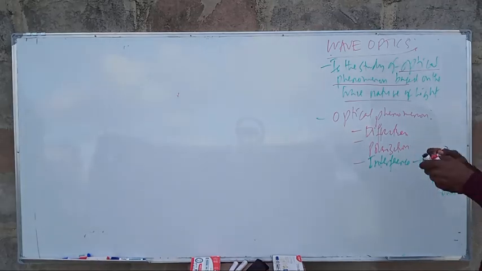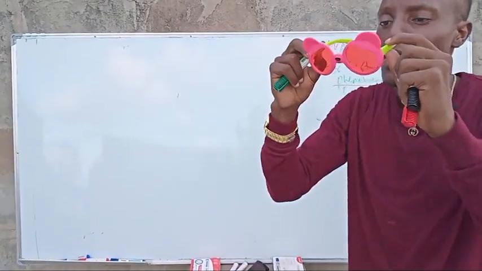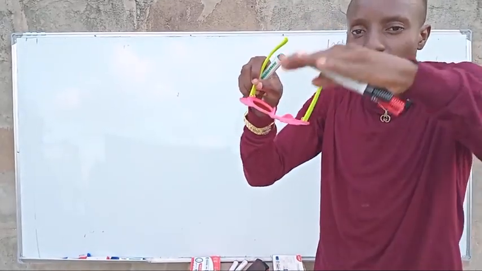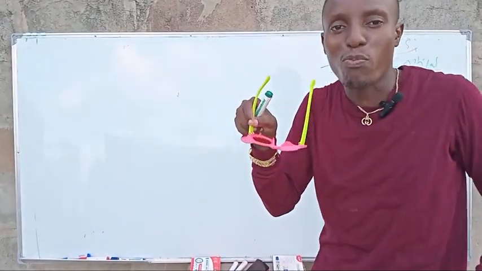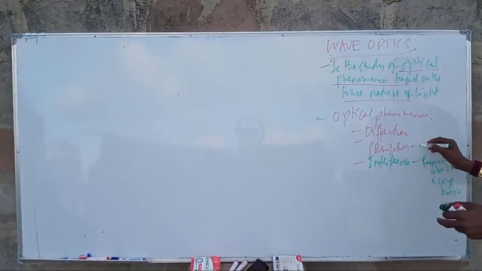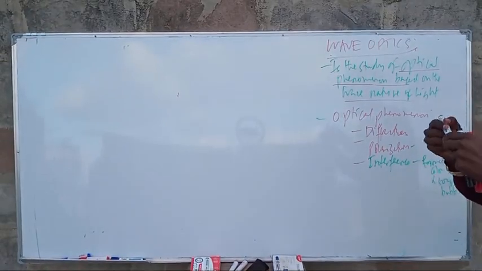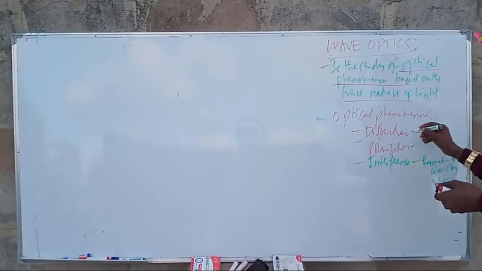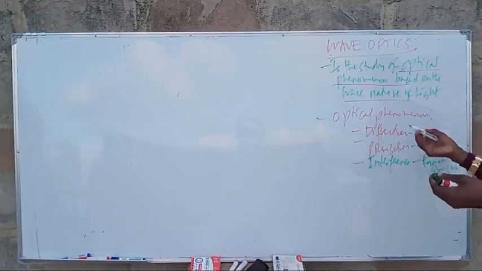For example, in polarization, my one like this now. When you look, it reduces the intensity of light because it's made up of polaroids. These are polaroids. So those are polarization cases, like those which pilots tend to wear when facing the sun rays.